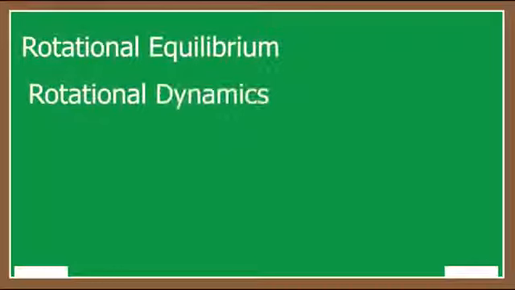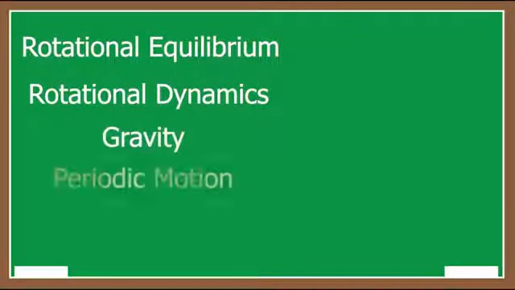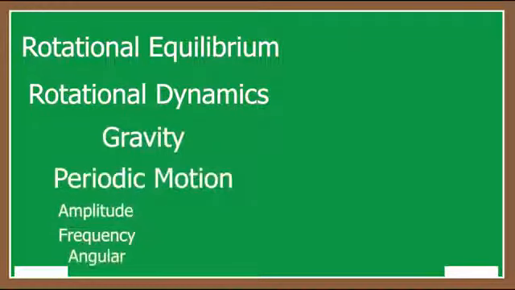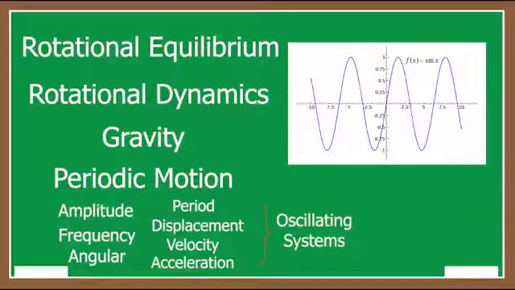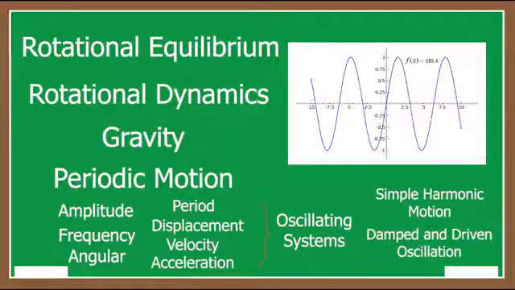The other things that you will learn here in General Physics 1 are rotational equilibrium and rotational dynamics, gravity, periodic motion, which makes you relate the amplitude, frequency, angular frequency, period, displacement, velocity, and acceleration of oscillating systems. When you talk of an oscillating system, it means this kind of graph. You can see how the graph forms a wave from the left side to the right side of the graph. Its sub-lessons will be simple harmonic motion and damped and driven oscillation.